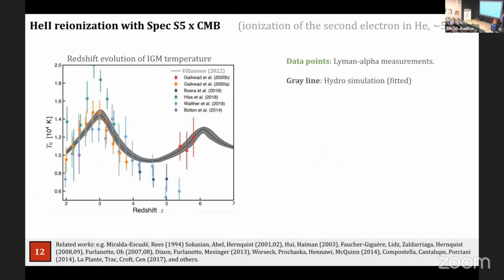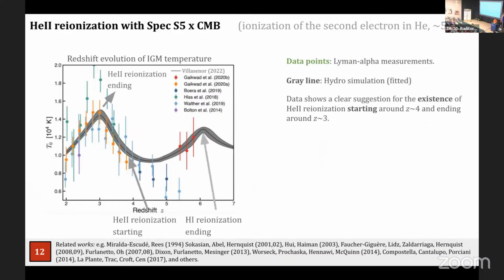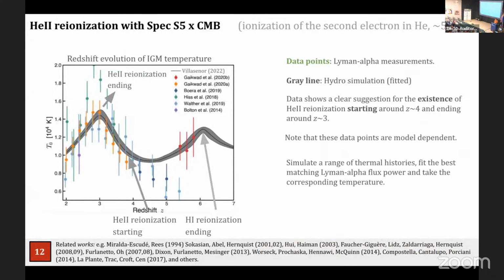So you see here Lyman alpha measurements, which clearly show a suggestion that the helium ionization, helium-2 reionization, starts around redshift 4 and ends around redshift 3 or 2.5. So you see here this is essentially a fitted plot to data, but the Lyman alpha measurements themselves are very model dependent. They compare the Lyman alpha flux to simulated temperatures in a set series of simulations and pick the temperature best matching the corresponding Lyman alpha flux power. In other words, it's actually a very model dependent measurement. So additional probes are very valuable for this epoch.